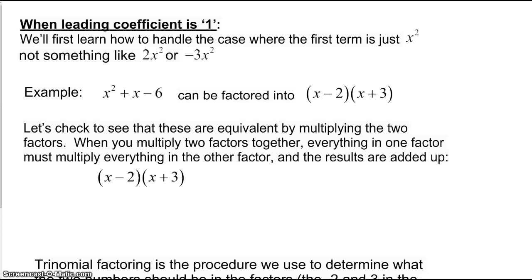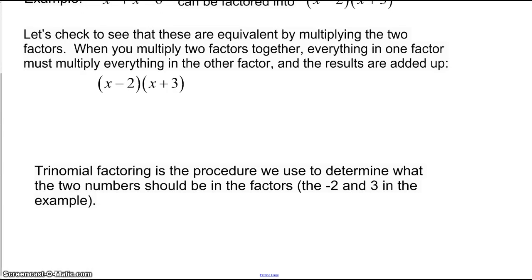Just to see that that's true, what I'd like to do is to just work it backwards. Let's take the answer, and if we distribute, we should be able to multiply every piece in one factor by every piece in the other factor, and show that that is in fact equal to x squared plus x minus 6. So let's do that.